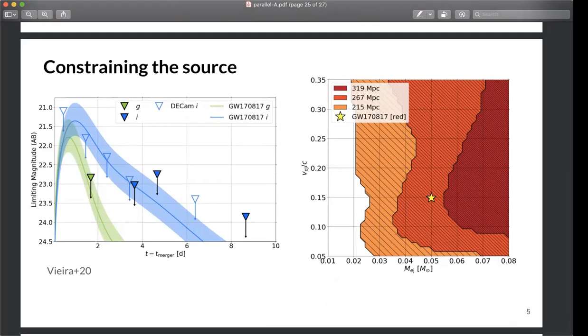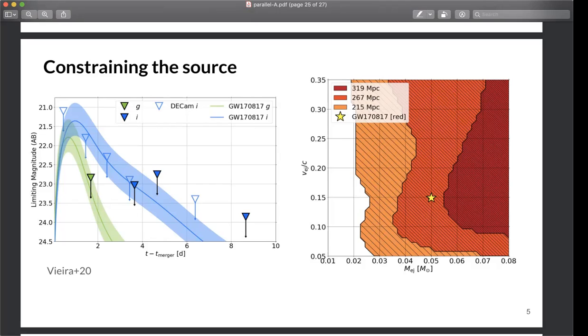But with our observations, we were able to make some really competitive constraints on the event. On the left, what you're seeing are a few best fit model light curves for the binary neutron star merger from a few years ago, scaled to the distance of this source. And then you're seeing the upper limits that we were able to place with our really, really deep CFHT observations. And you're seeing that we probably would have seen a kilonova like the GW170817 one at this distance, which is an interesting constraint to place.